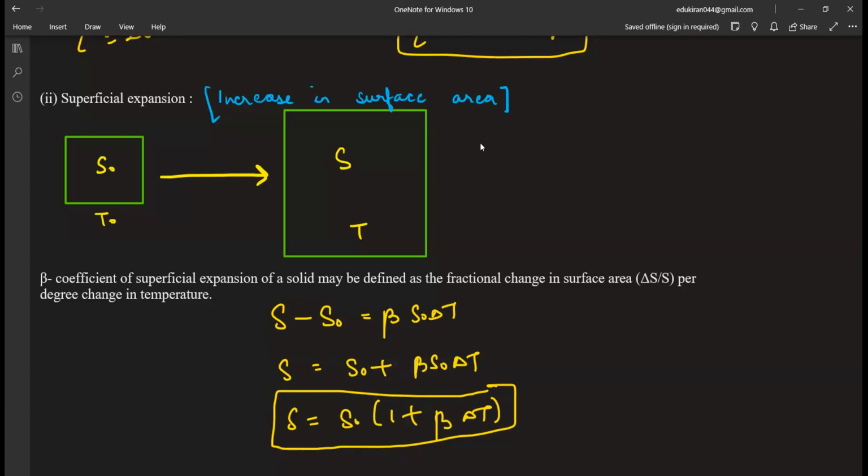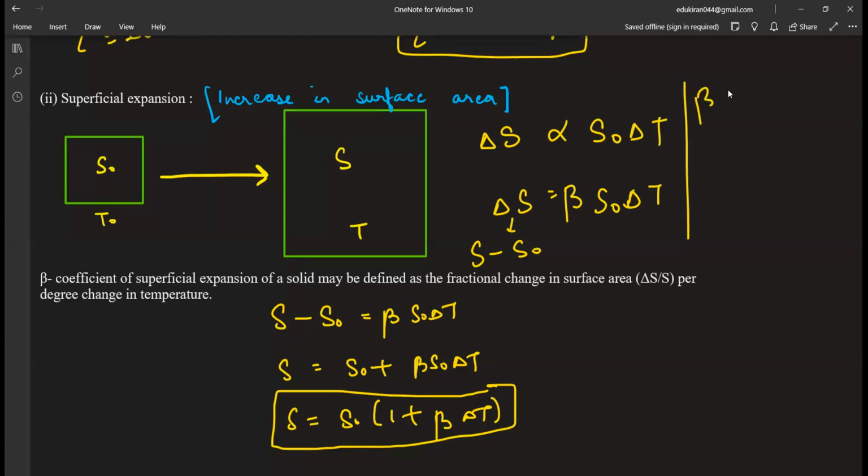In this thermal expansion portion, the change in the surface area will be equal to a constant times S naught delta T. Again, here also we'll have a constant. This is beta; there it was alpha. Here it is beta S naught delta T. Alpha is the coefficient of linear expansion. Beta is the coefficient of superficial expansion. And again, delta S is equal to S minus S naught.